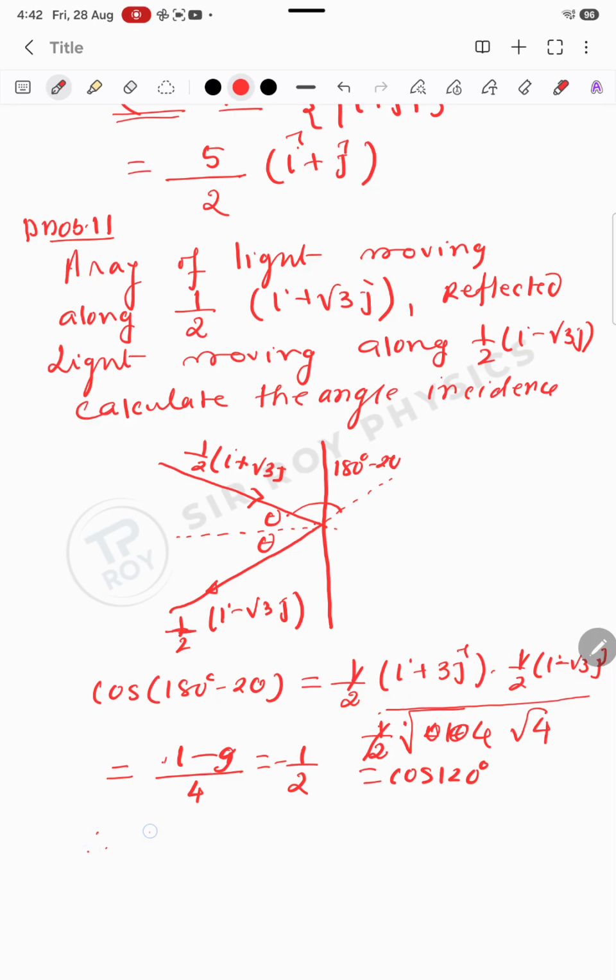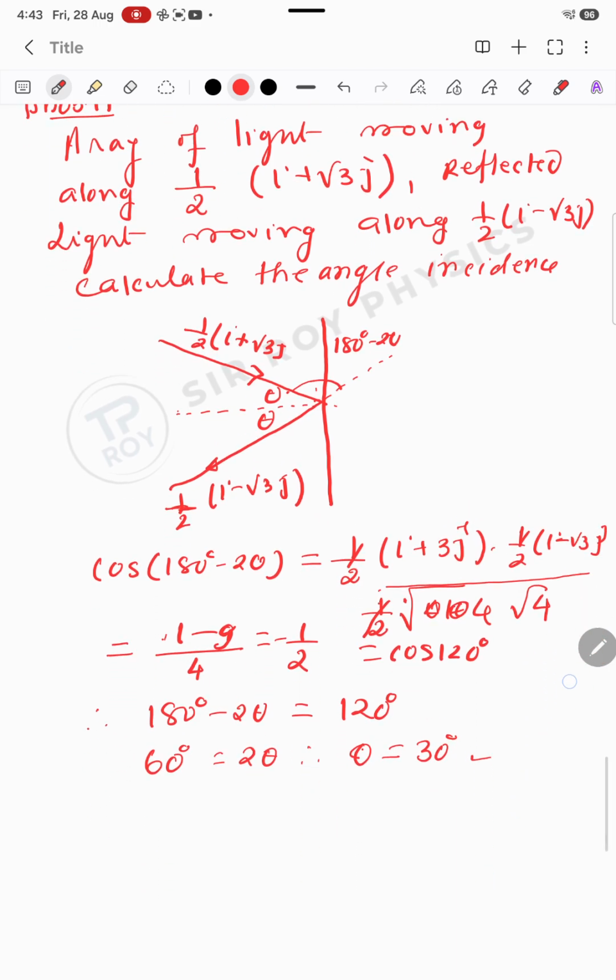That means 180 degree minus 2 theta equal to 120 degree. 60 degree equal to 2 theta. Okay, theta equal to 30 degree. By diagram you can also do it, by drawing the diagram. There is x-axis and that is y-axis. Diagram you take, the z-axis, root 3 by 2. This is the answer.